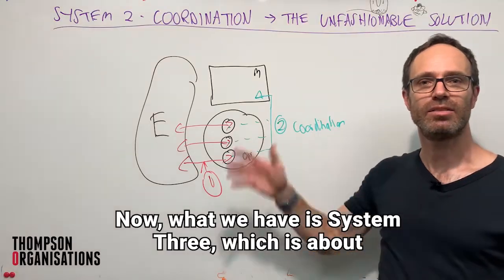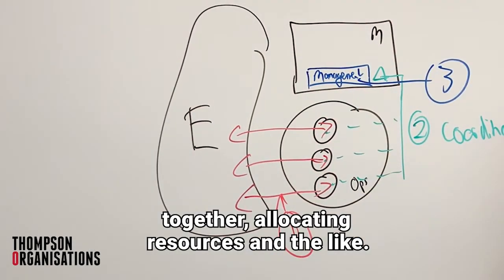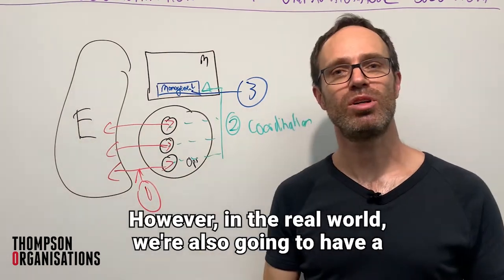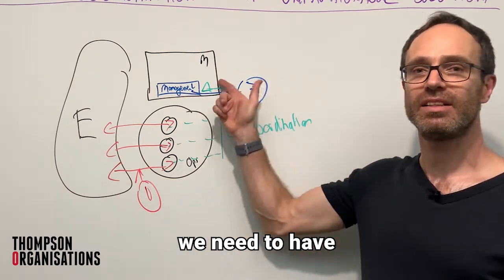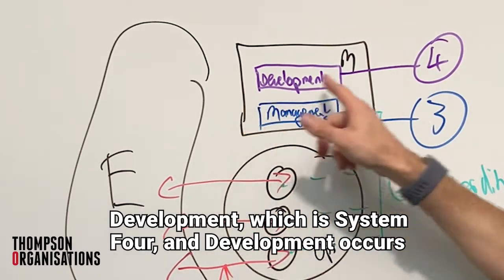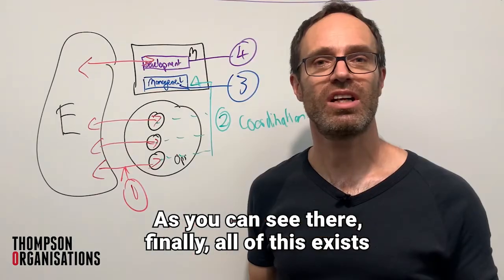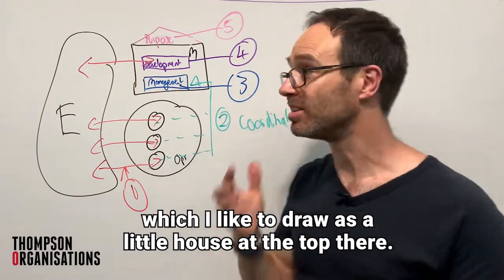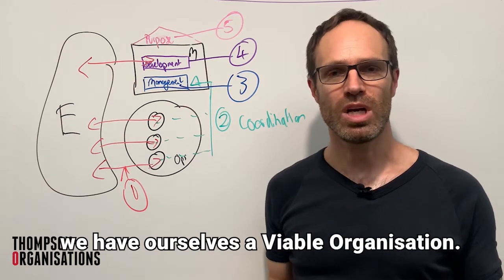Now what we have is system 3, which is about the management of how all these shows fit together, allocating resources and the like. And if the environment never changed, that's all we'd ever need. However, in the real world, we're also going to have a changing environment, which is why in order to be viable, we need to have development, which is system 4, and development occurs through knowledge and interaction with the environment, as you can see there. Finally, all of this exists for some sort of purpose, which is system 5, which I like to draw as a little house at the top there. So 5 systems, if we have all 5 systems working, we have ourselves a viable organisation.